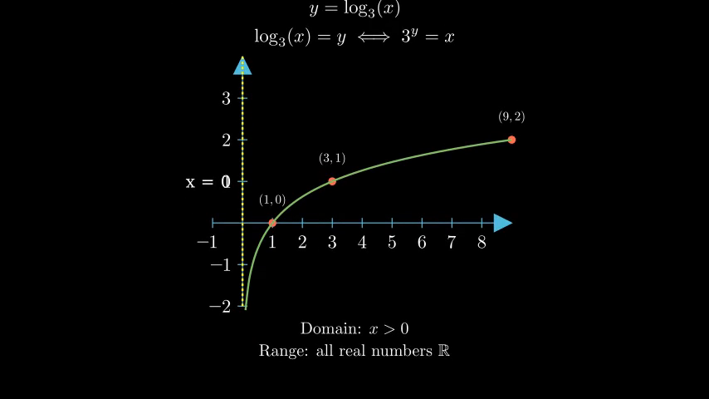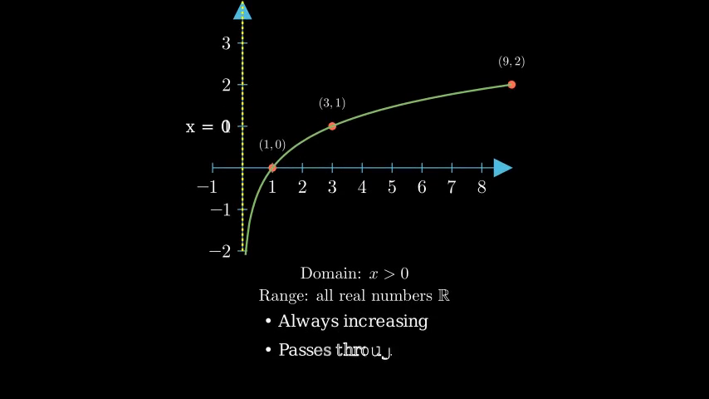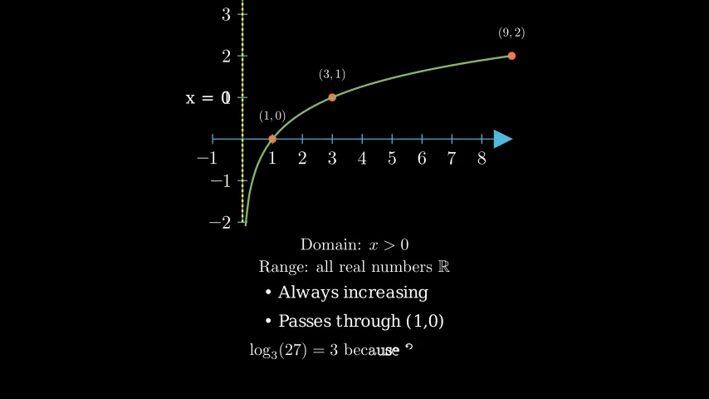Some other important properties. The function is always increasing, which means as x increases, y also increases. It passes through the point 1, 0, which we call the y-intercept of the exponential function y equals 3 to the x. To evaluate any logarithm with base 3, we can think about what power we need to raise 3 to in order to get our input value. For example, log base 3 of 27 equals 3 because 3 cubed equals 27.